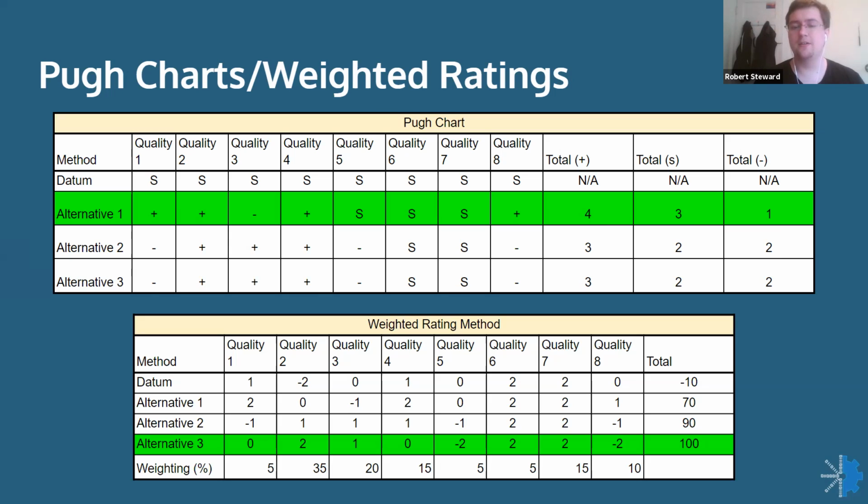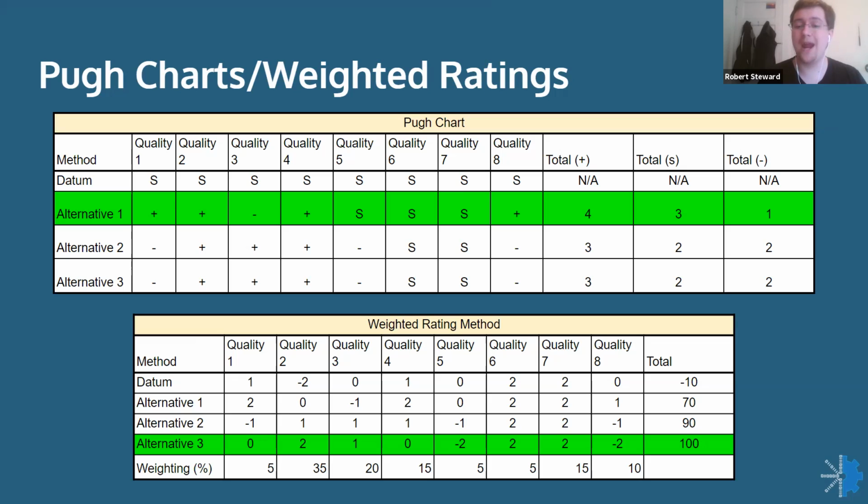So the weighted rating method takes the pew chart and skews it slightly. In this case, you're now ranking your qualities and looking at them. So you can have a scale. Like before, you had, okay, it's better than my datum or it's worse than my datum. Whereas here you say, okay, it is 2 times better or it is half as good. And so you can have a bit more of a scale.